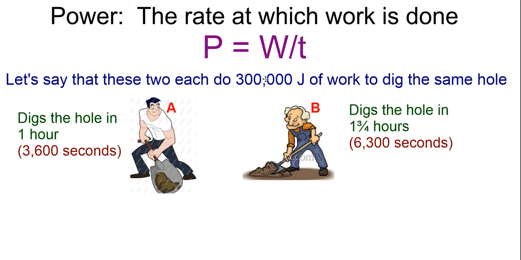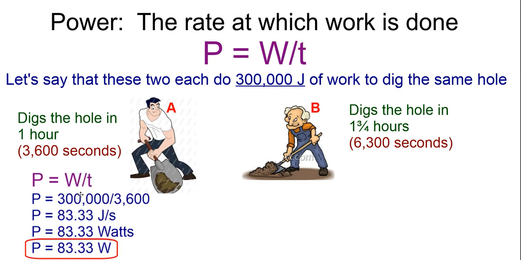Going back to our digging of a hole example, let's say each of these gentlemen dig a hole and they do the same amount of work, 300,000 joules of work. This guy here, because he's young and strong, does it in 1 hour, 3,600 seconds. This older gentleman takes an hour and three quarters, 6,300 seconds. Let's do a couple of easy power calculations using this formula here. That's our formula for power. Power is work divided by time. Let me repeat that. Power is work divided by time. So here we go. Simple enough. Work is 300,000. Time here is 3,600.